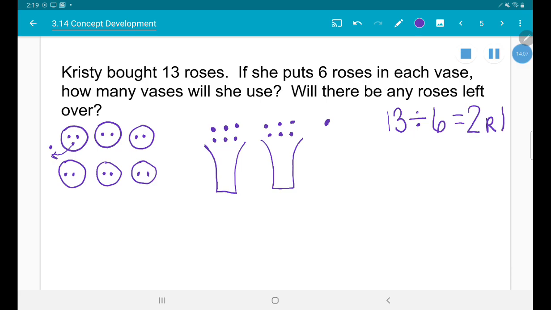What's the difference in the 2 different models? How are the 2 models different? In one we made 6 groups and we put 2 in each group and then had 1 left over. And then in the other we made groups of 6 and figured out that we needed 2 groups of 6 and we would have 1 left over. Which one of those correctly models the problem or the question?